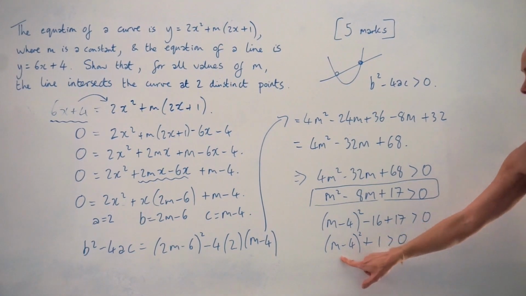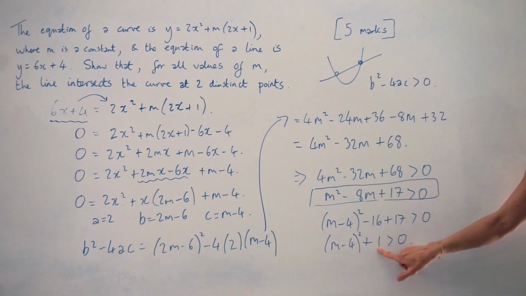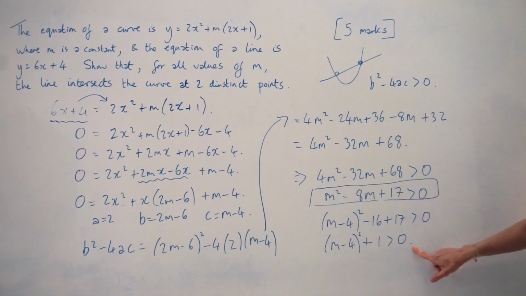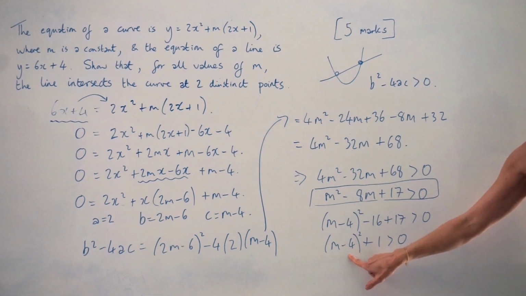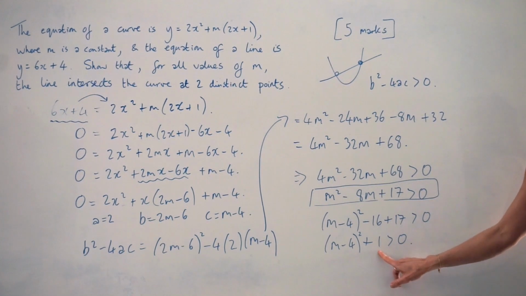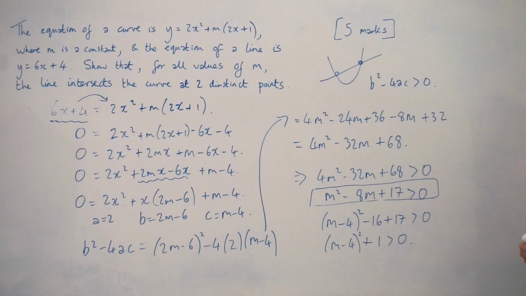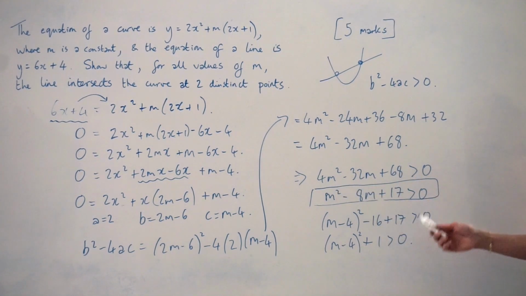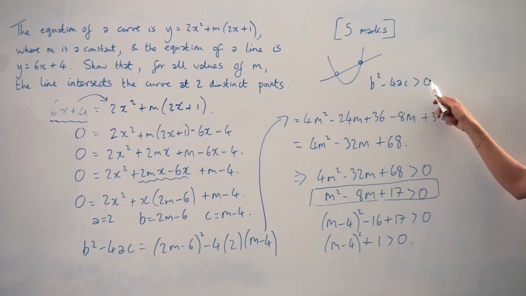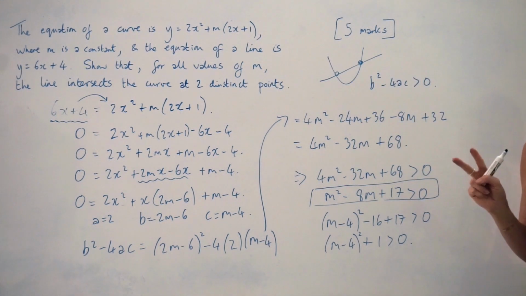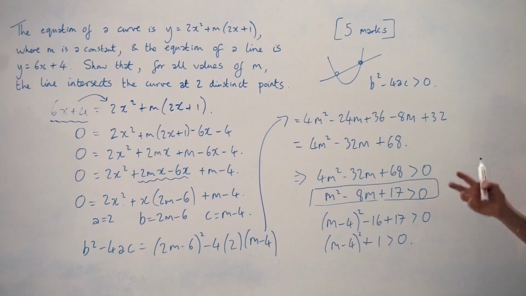So if the smallest this can be is 0, and then we're adding 1, we know that the left-hand side is always going to be greater than 0. Because this is either going to be 0 or something bigger than 0, so it's only going to get bigger. So the smallest the left-hand side of the inequality can ever be is 1. So we've proven that the discriminant, written in its completed square form, is always greater than 0. So when the discriminant is greater than 0, we know the straight line and the curve intersect at two distinct points. Okay, so that's how you show for all values of n, the line and the curve intersect in two distinct points.